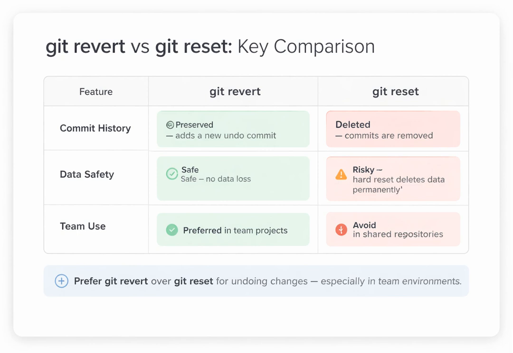The rule of thumb is simple. Use revert when you need to undo something. Avoid reset unless you have a very specific reason and you fully understand the consequences.